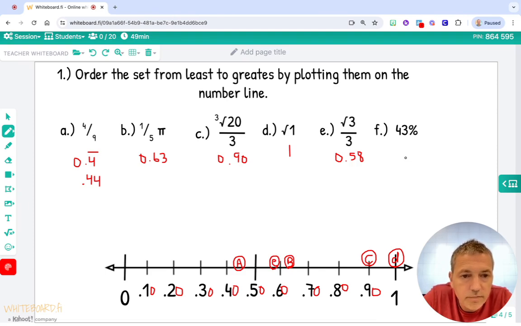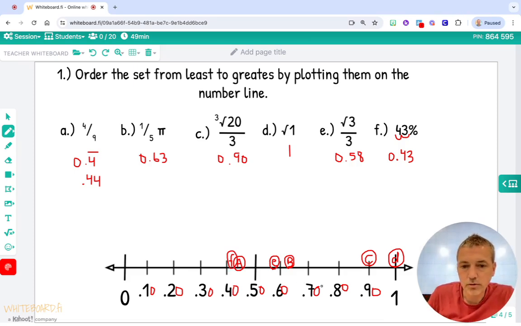And F says 43%. If we're going to turn a percent to a decimal, we just got to move the decimal over 2 spots. So it is 0.43. And 0.43 is going to be a little bit before 0.44, right? So it's going to be right before that A. It's kind of hard to do this. We don't have enough room there, but right before it.